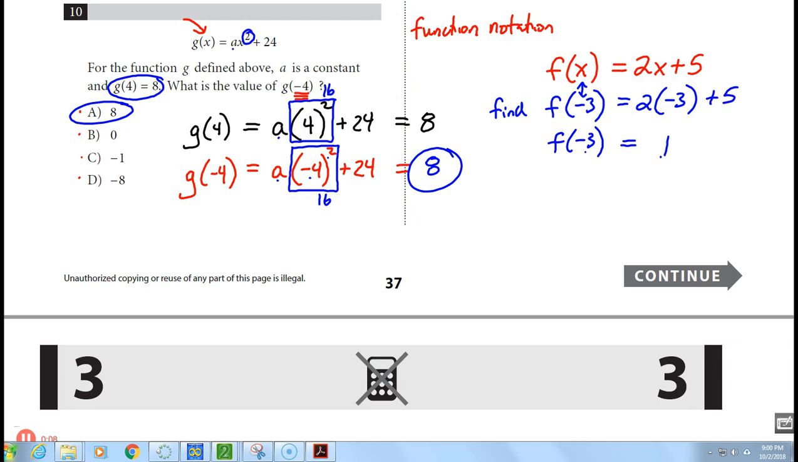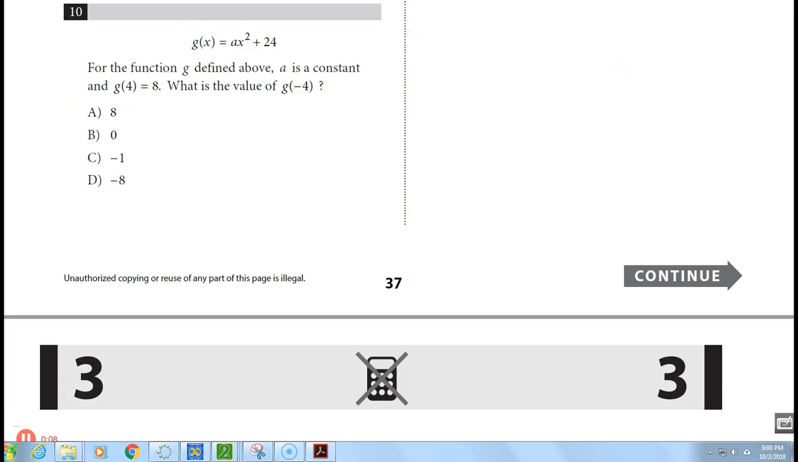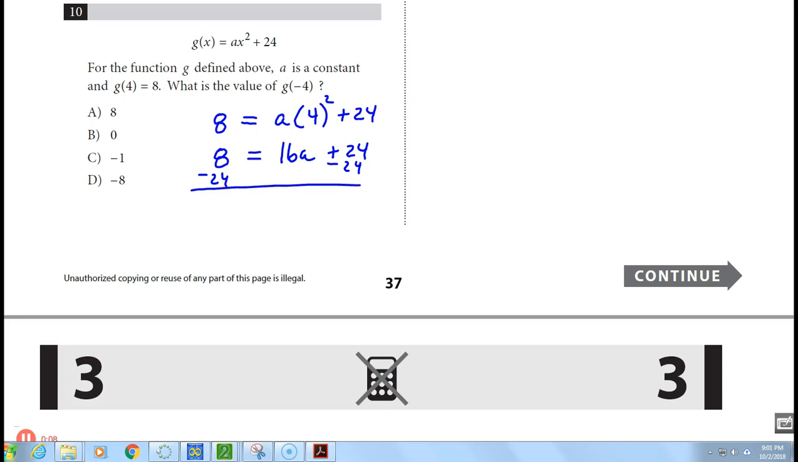What they probably wanted you to do, because they want you to waste a lot of time and run out of time, is solve for a. So if I know that g of 4 is 8, then 8 equals a times 4 squared plus 24. They want you to figure out what a is. So we could do that. This would be 16a plus 24, and I would subtract 24 from both sides. Minus 24, minus 24, and I would end up with 16a equals negative 16. Divide, divide, and a is negative 1.